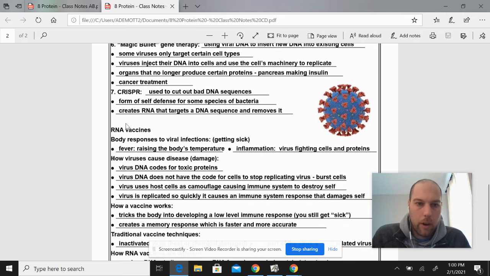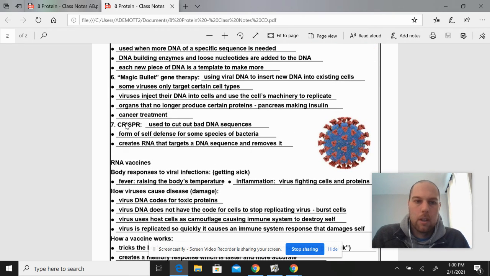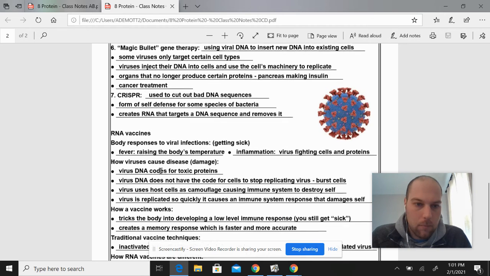CRISPR is the last one here, where, kind of similarly to PCR, it's a system or a setup that cuts out bad DNA sequences. It locates these bad sequences on your DNA. It goes through a couple of steps, but it basically cuts it out to get rid of malfunctioning or bad or mutated DNA.